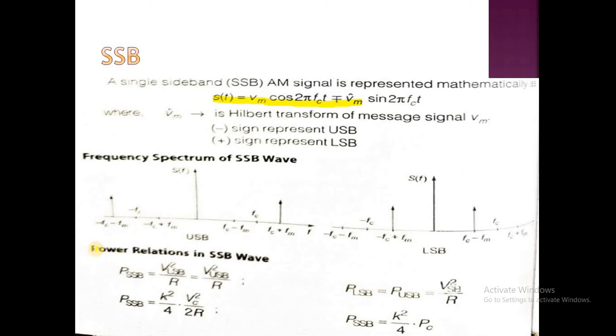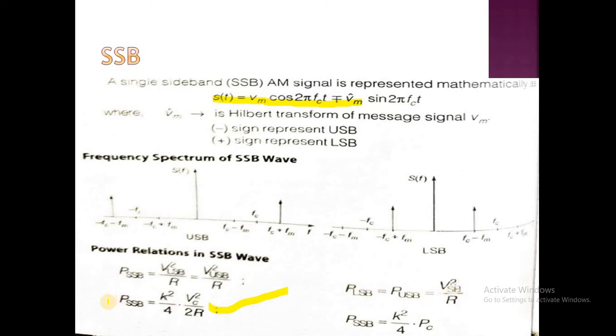The various power relations in SSB wave are: the total power equals V square LSB by R plus V square USB by R. The upper sideband or lower sideband power is V square by R. The power relations are very important while we are solving the problems. The total power involved in SSB is K square by 4 into Vc square by 2R, that means upper sideband power plus lower sideband power.